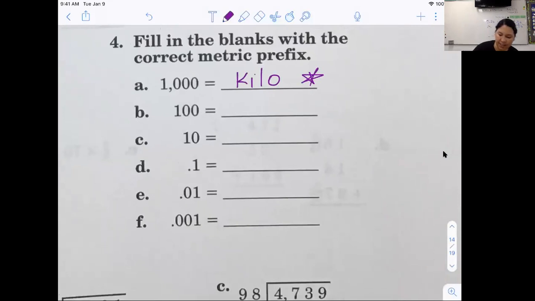100, hecto. 100. Who got that? Give yourself a star. If you didn't, it's okay. Just erase it and fix it. 10. 10 is deca. Good job.